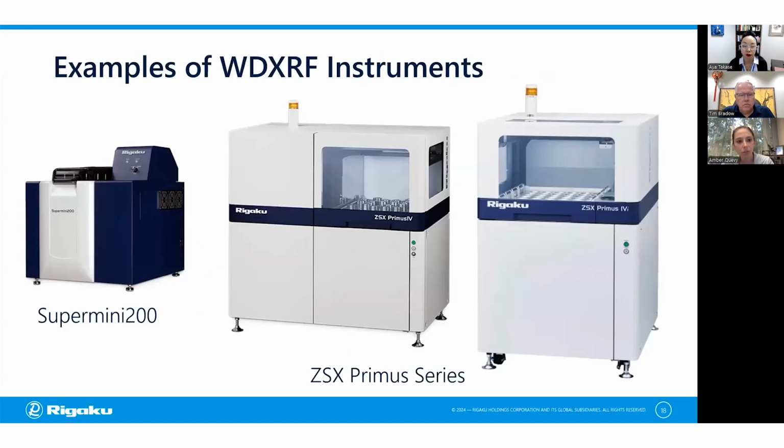Here are a few examples of WDXRF units. While these can vary in size and power, the Super Mini 200 on the left is a 200-watt system in comparison to the Primus series, which are 4 kilowatts, on the right. These typically aren't considered mobile like the energy dispersive units are, but the wavelength dispersive units are going to have a much higher power and allow you to analyze a much wider range of elements.